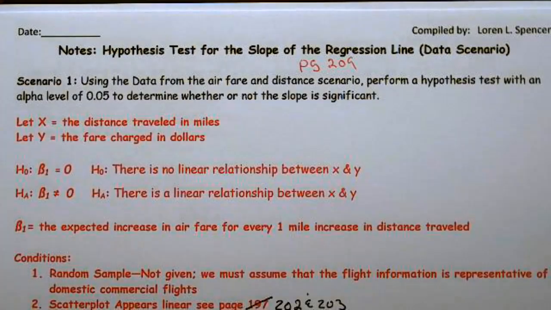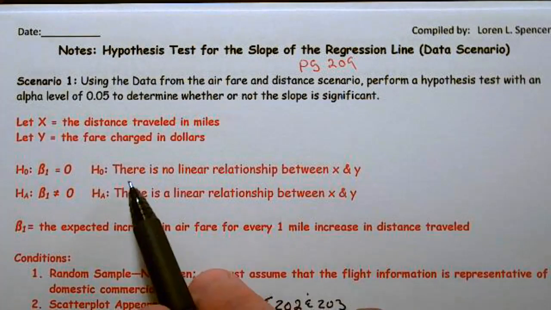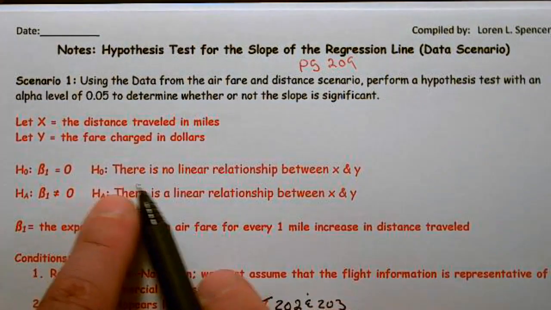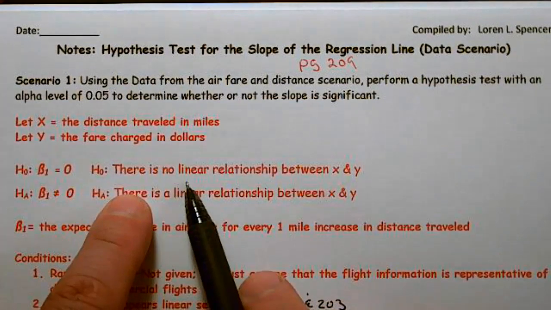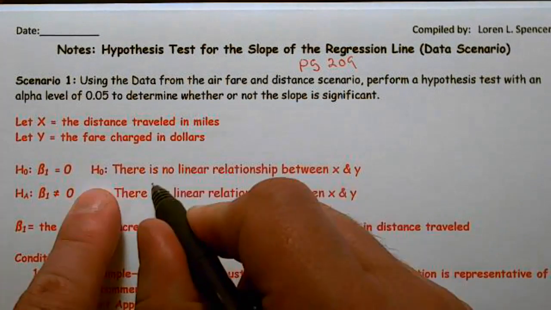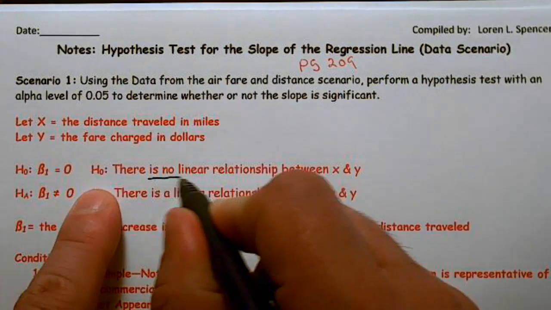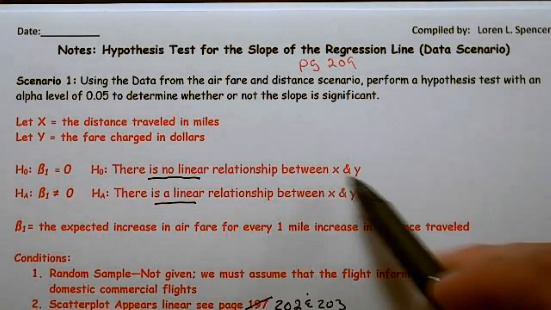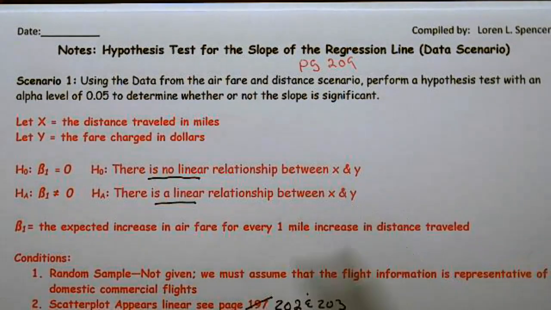Because if the slope is not equal to 0, basically you're testing, is the slope something other than 0? Is there a linear relationship? Then we need to write out what that means. H0, there is no linear relationship. HA, there is a linear relationship. Please make sure you say there is a linear relationship between our variables X and Y.